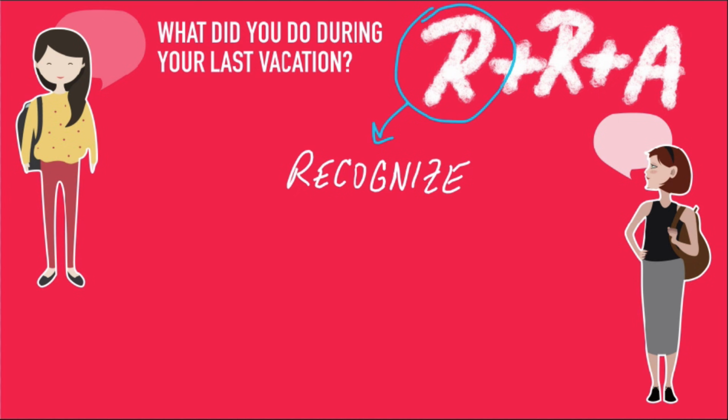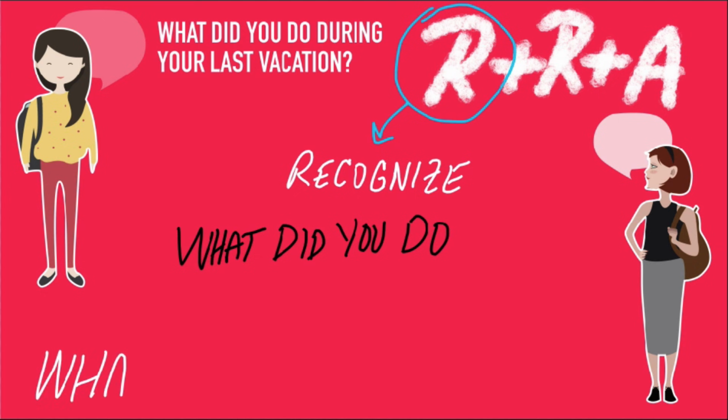Remember, the first step is to recognize what they are asking us in the question. Which of the five W's is the question asking us about? So, the important part of the question is, what did you do? So what we're going to do is try to find out which of the five W's this is talking about. Is it who, what, when, where, or why? You got it. It's asking about what. So this is the information we need for step one. Now, let's move on to step two.